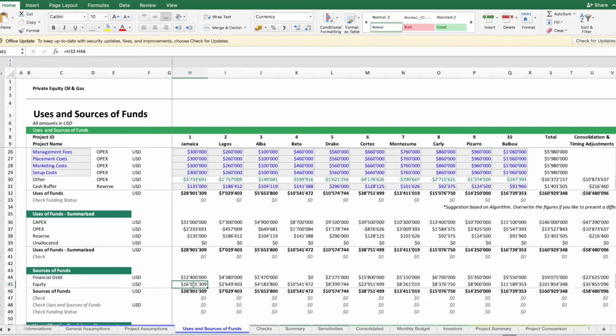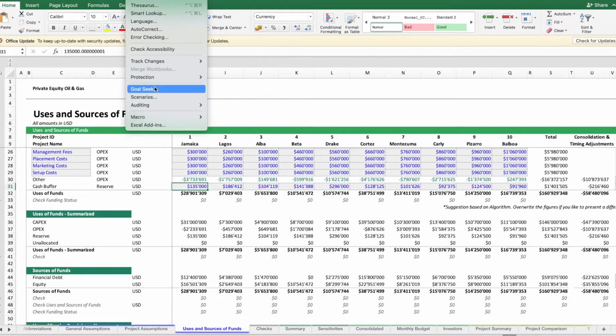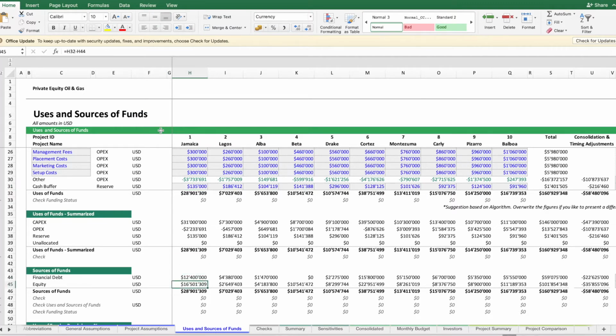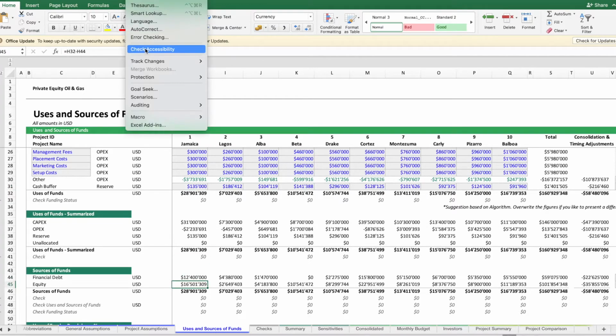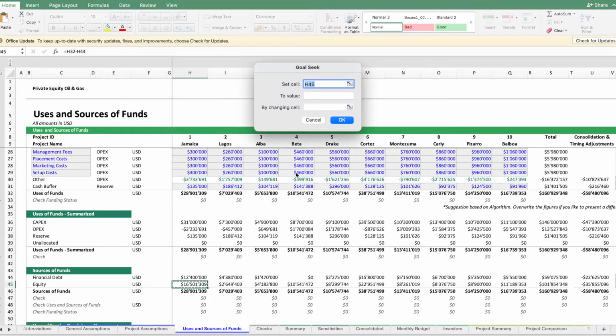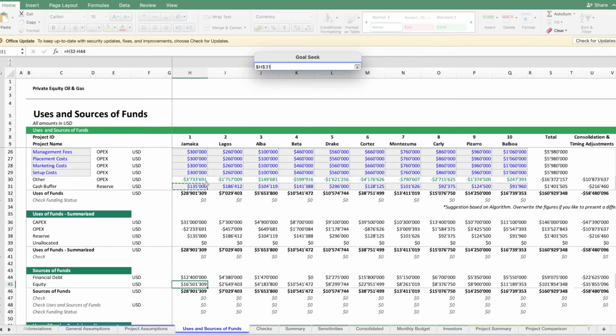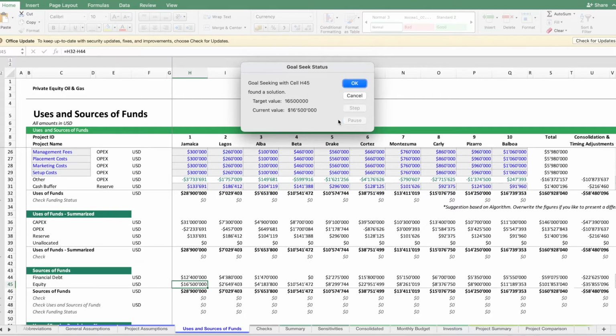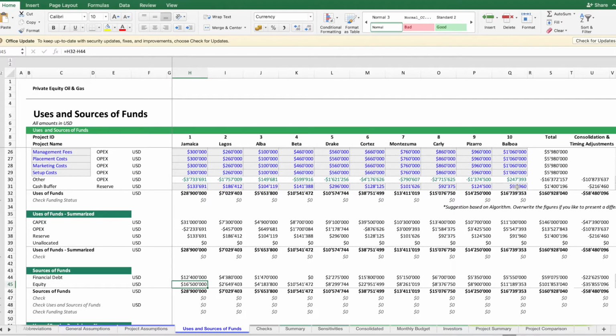So now if you want, for instance, these figures to be rounded, we can here do one goal seek. Let's say we want this one to be exactly $16.5 million. So what we can do is we just set this here to the target. And we have here a cash buffer, so we can play around with that, because normally it's a bit easier to work with rounded figures. And the same could be done here. And as you can see now, we have a rounded figure which we can use when we do the calculation for funding, for equity funding.